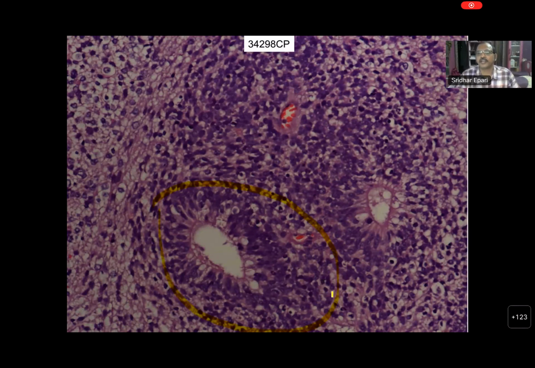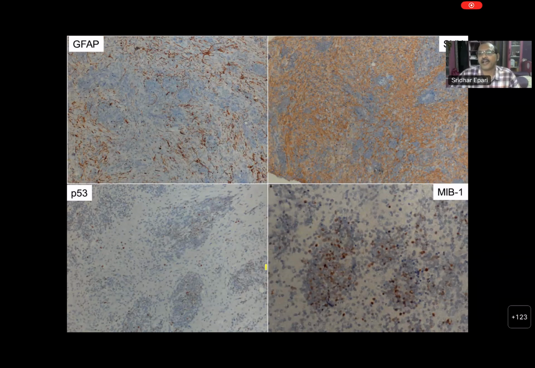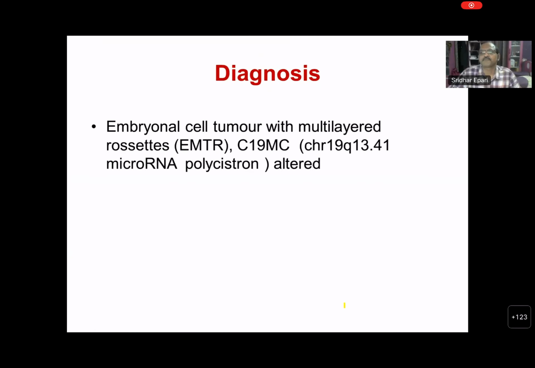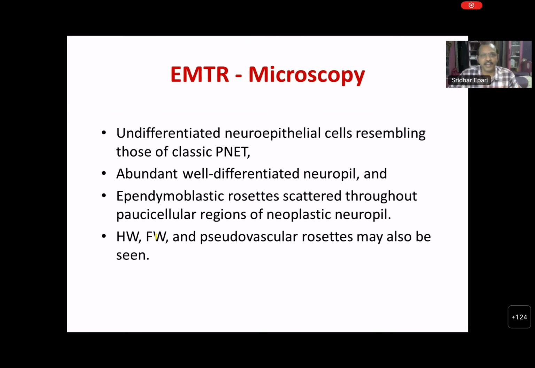I want to tell you that LIN28 is a marker. They can have overlapping features, and you can have a heterogeneous MIB1, but LIN28 is a marker which you can use as a surrogate for C19MC. The diagnosis is embryonal tumor with multilayered rosettes, which is an amplified microRNA cluster on the long arm of chromosome 19. I don't want to go into the literature about it.